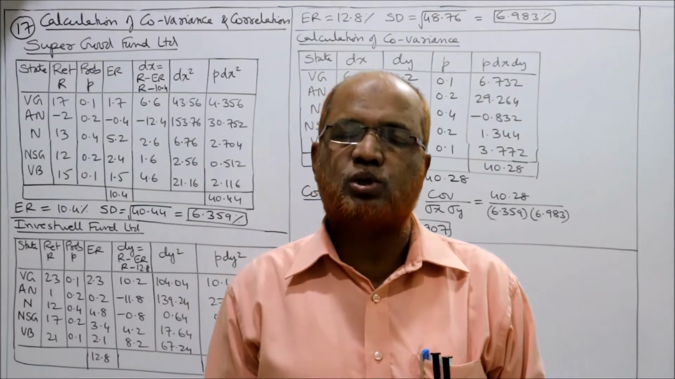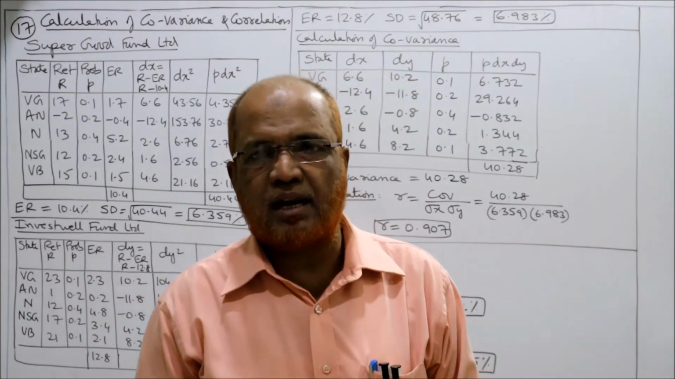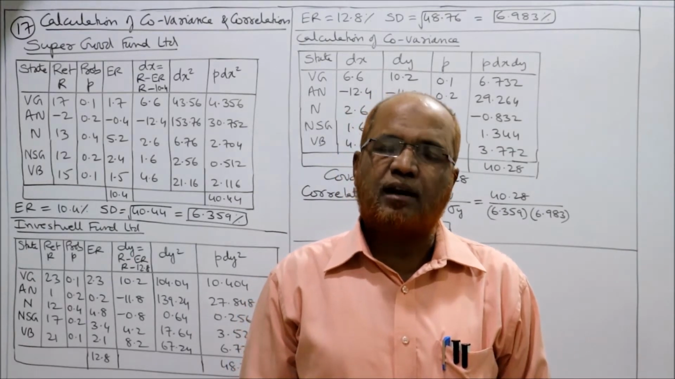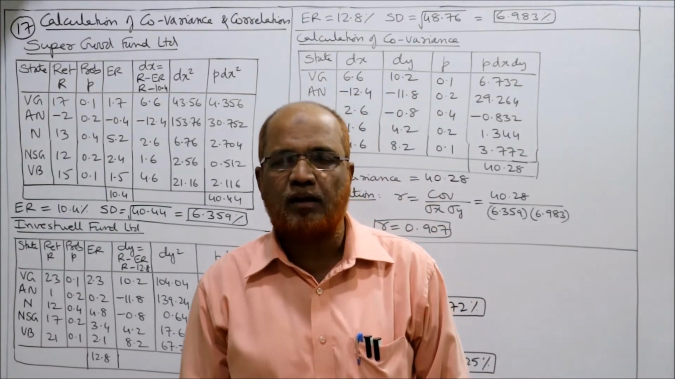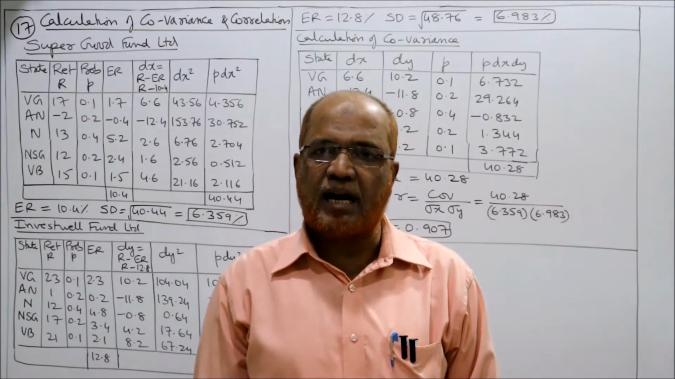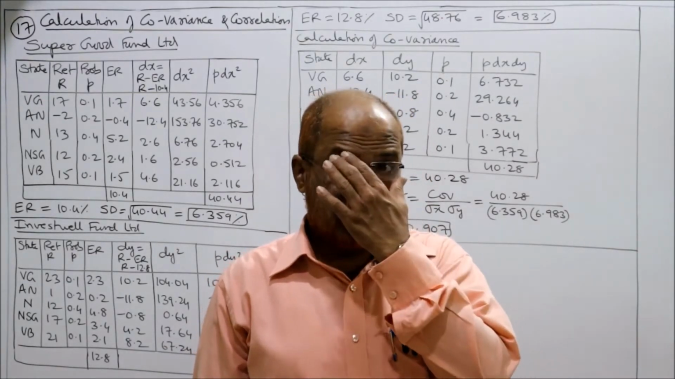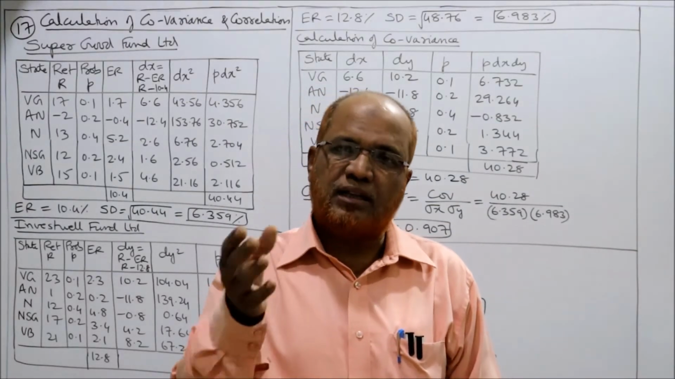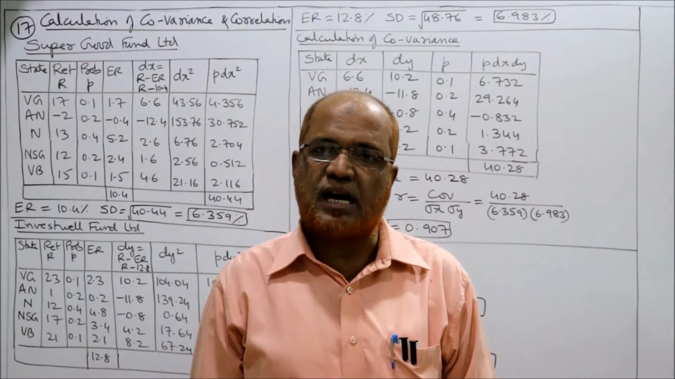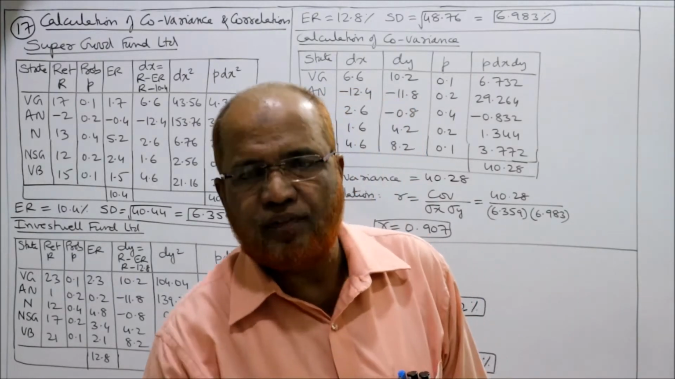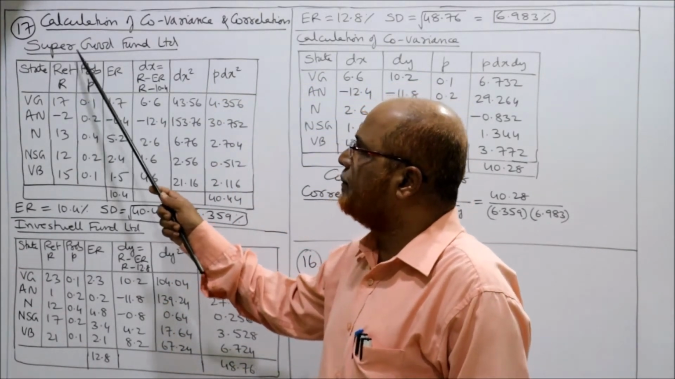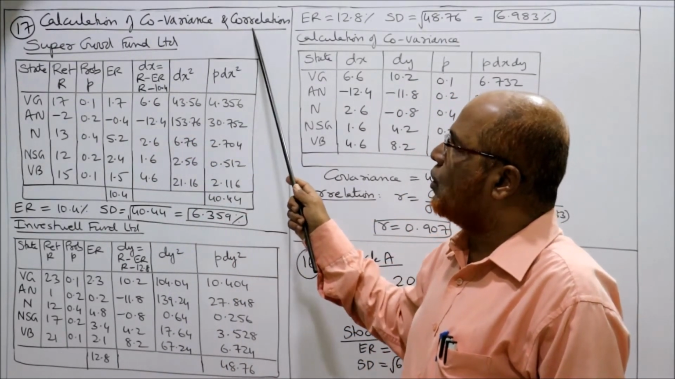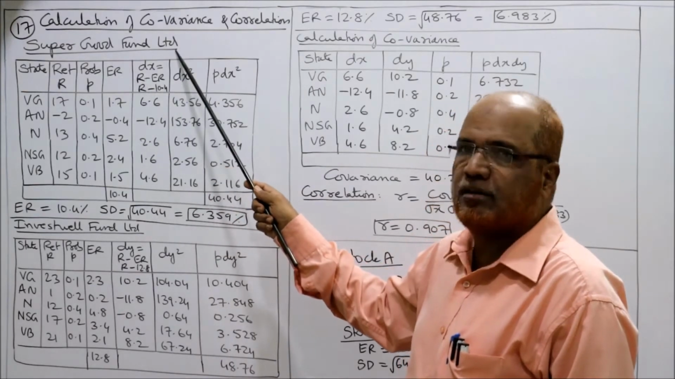Again, this type of problem, two problems we have done where we have calculated covariance and correlation. So for calculating covariance, first of all we require the expected return and standard deviation. First we need the expected return and standard deviation. Only after finding these can we find out the covariance and correlation, right? So first we are going to take up the first company, this is the 17th problem. Calculation of covariance and correlation, Super Good Fund Limited.